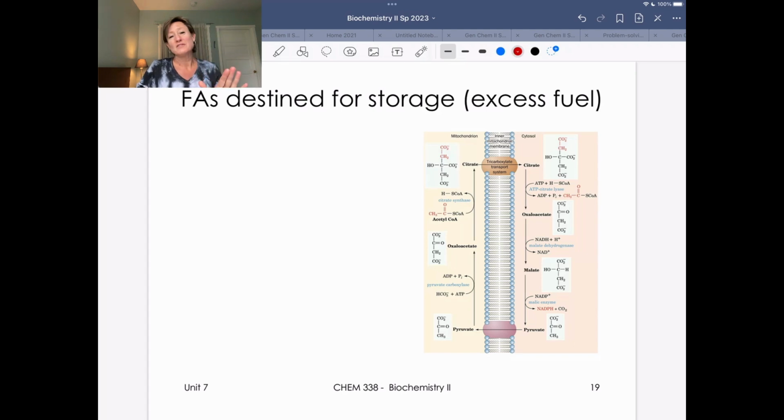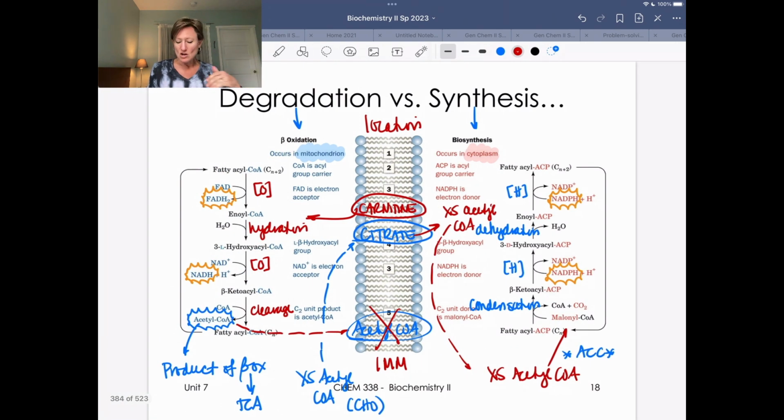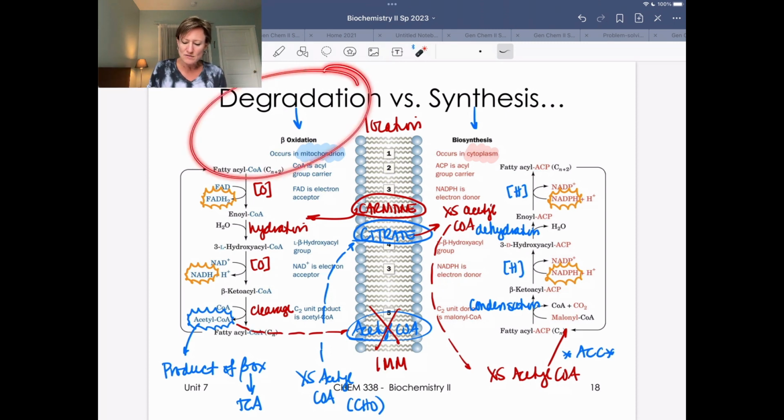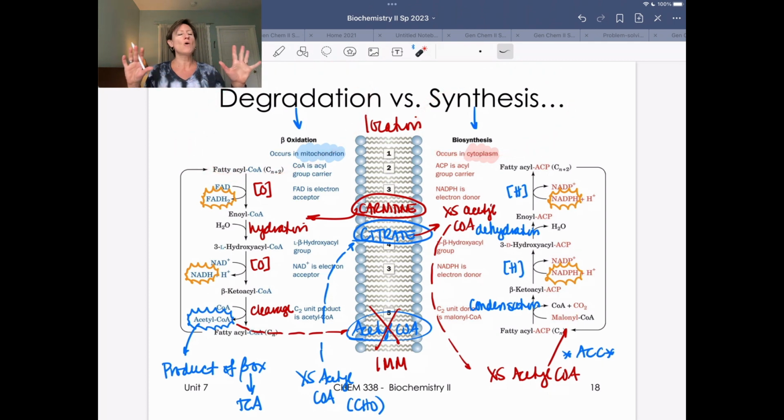So I hope I've convinced you that when you have excess acetyl CoA, excess fuel in general, you are going to be synthesizing fatty acids for storage. So last video we went through and highlighted how we differentially regulate degradative versus synthetic processes. We're going to have a whole lecture that we will devote to how we actually do this regulation.